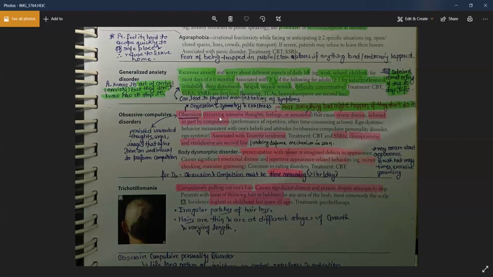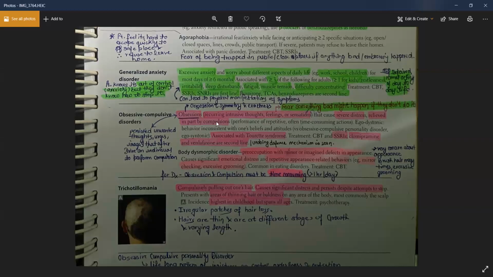Okay, they will do repetitive knob checking. They will do repetitive checking of the gas stoves. They will make everything symmetric, even their hair. They will cut every vegetable in a very symmetric way, right? So that is obsessive compulsive disorder.